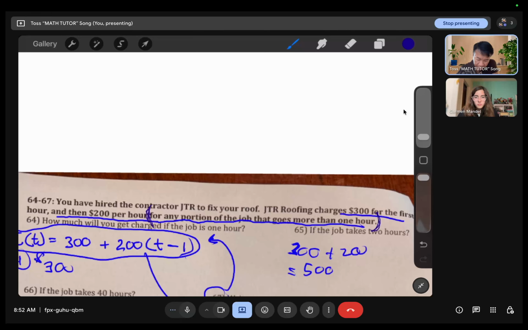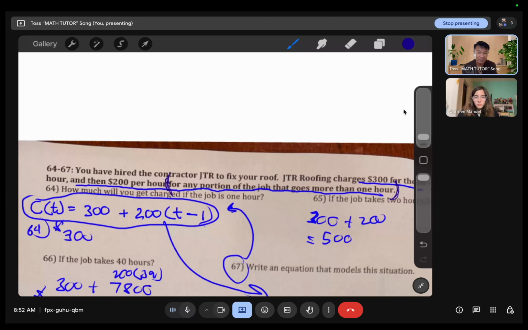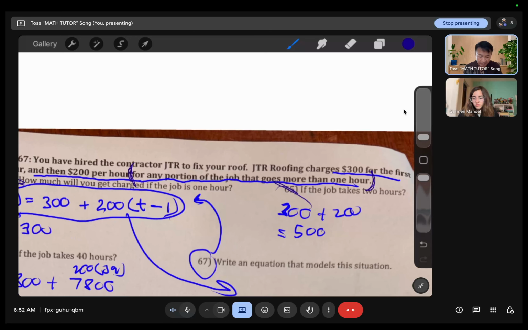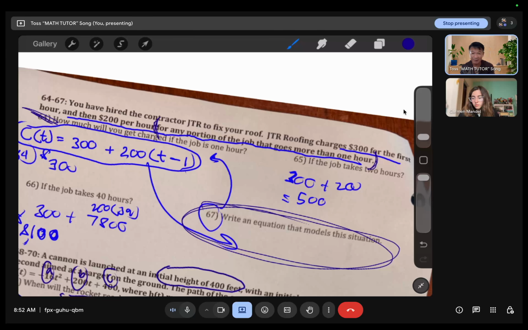What I've done here is basically come up with the equation, because normally that's what you do. They don't ask you 64. They don't ask you 65. No, they do ask you 65, but they basically ask you to do this right away first, all the time.